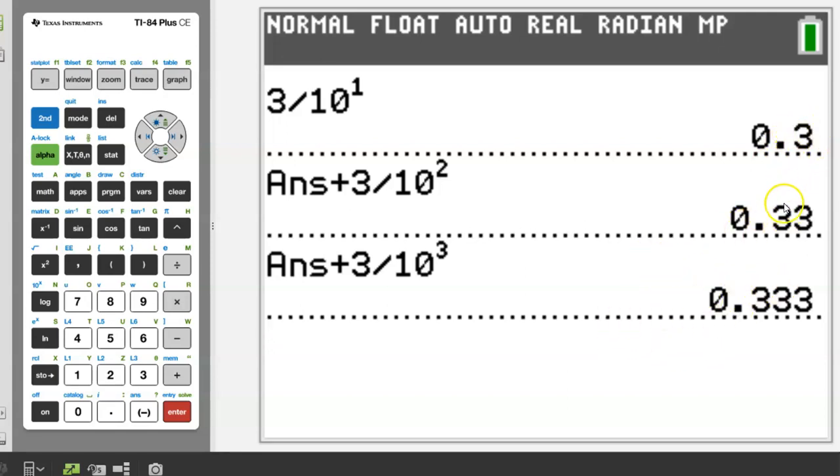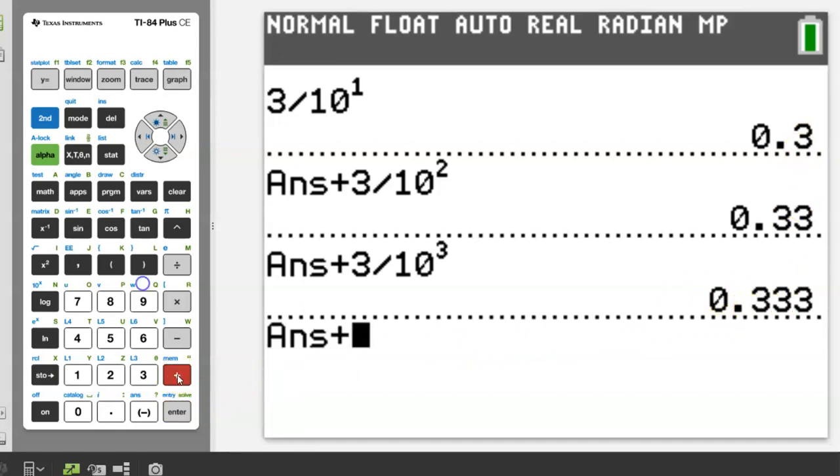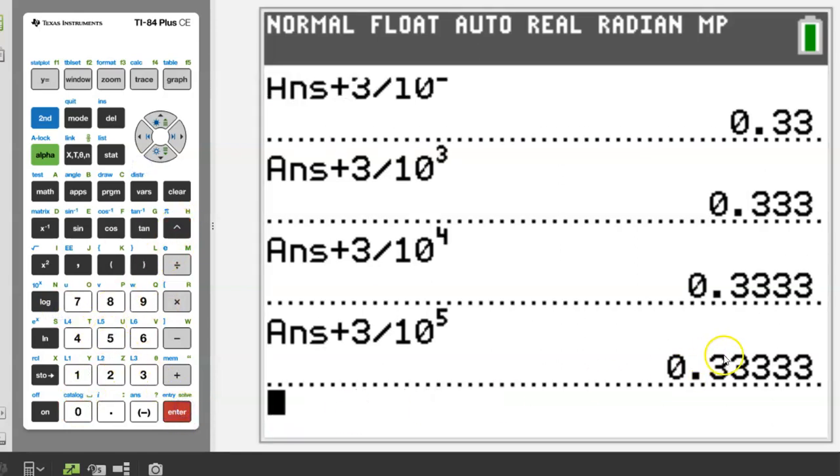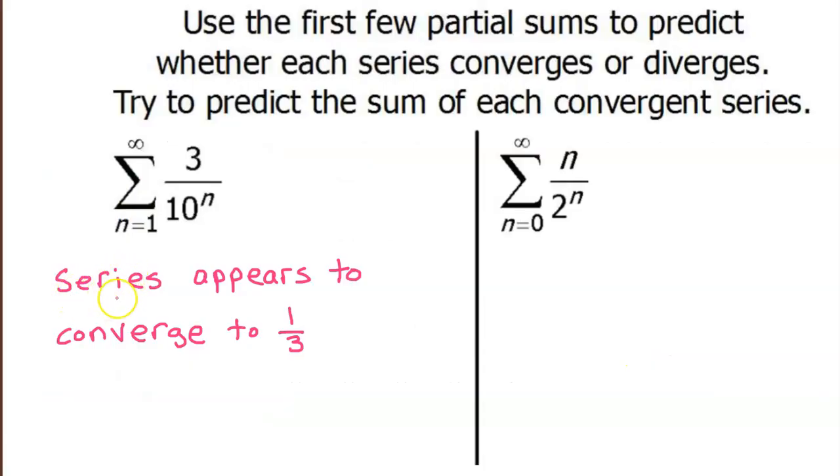Let's just do a few more, even though this pattern is so clear that I'm sure you can see where this is headed. If I do plus 3 over 10 to the 4, we get this, and if I do plus 3 over 10 to the 5, we get this. So if I kept going in this way, all the way to infinity, we would get 0.33333 repeating. So what's happening? We will say that the series appears to converge to 1/3, because 0.3 repeating is 1/3.